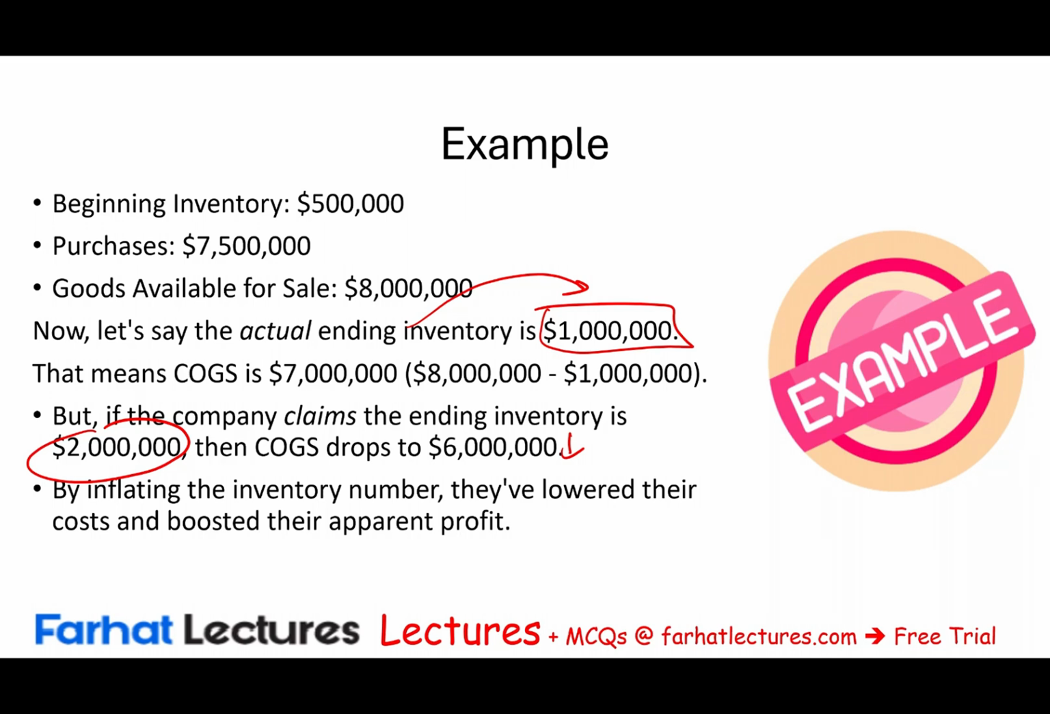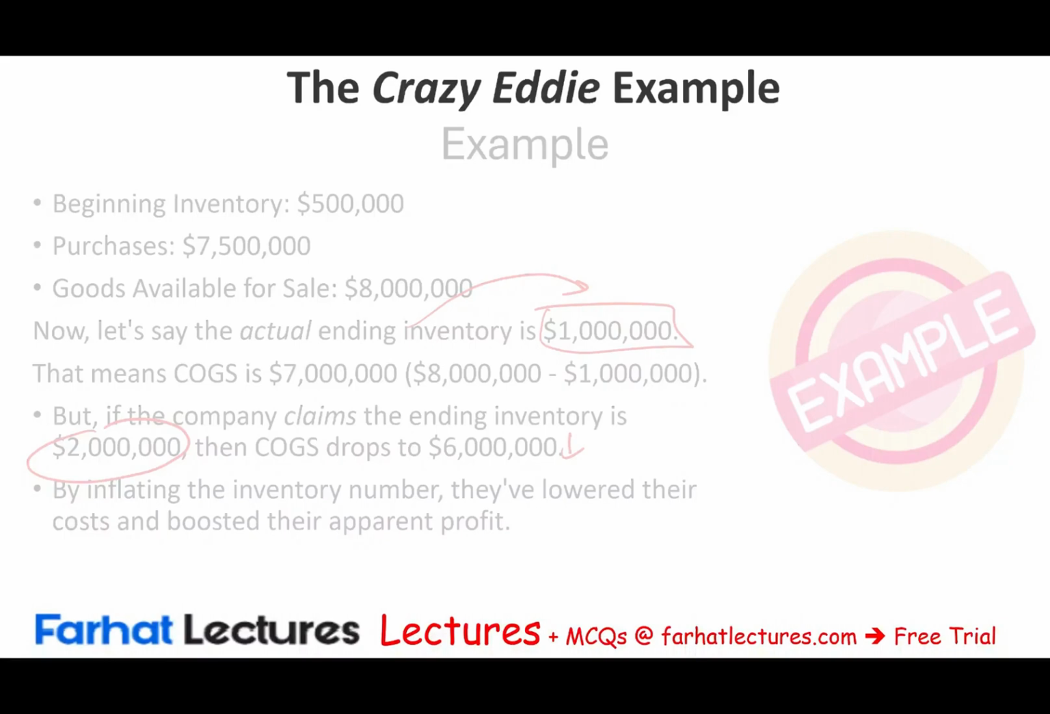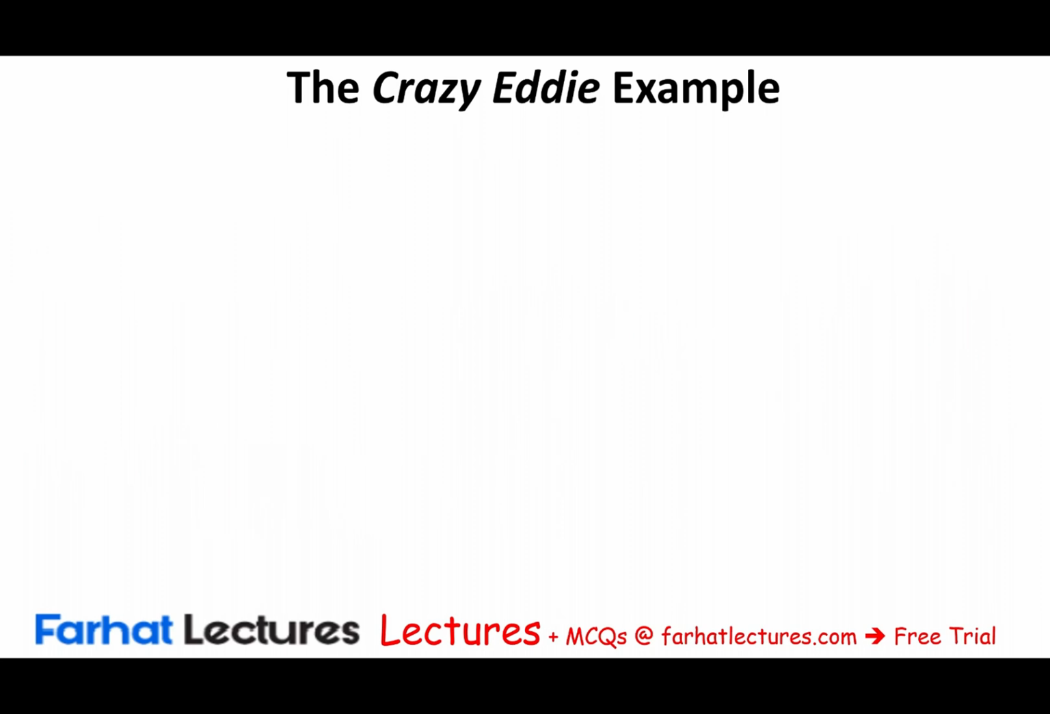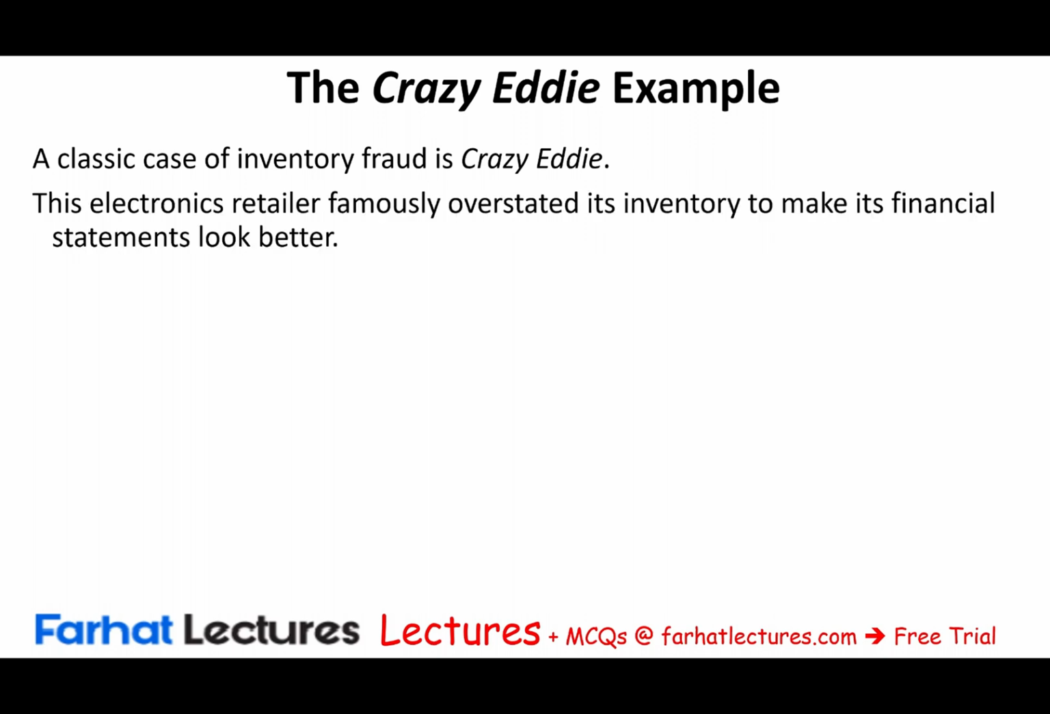So that's a very important relationship. Very, very important. A famous example of inventory fraud is the Crazy Eddie example. Crazy Eddie was a consumer electronics chain in the New York, New Jersey area, basically the Northeast. This is before we had national stores like Best Buy, Staples, and Office Depot. So it was an electronics retailer. And they are known for overstating their inventory to make their financial statements look better. They claimed that they had more inventory because they were selling the company to investors. They wanted to show that they had more profit.